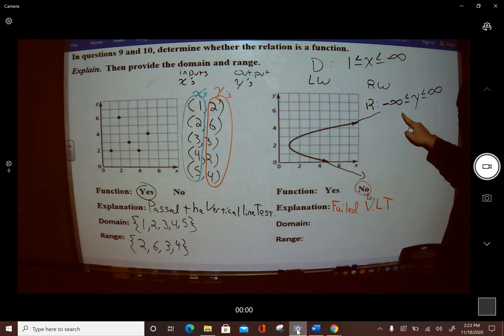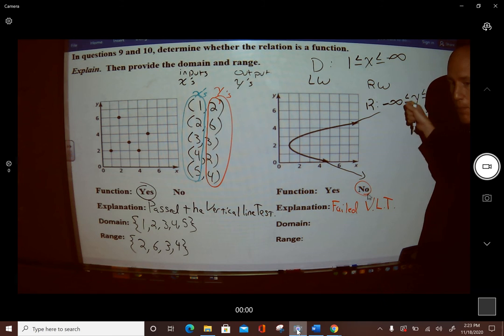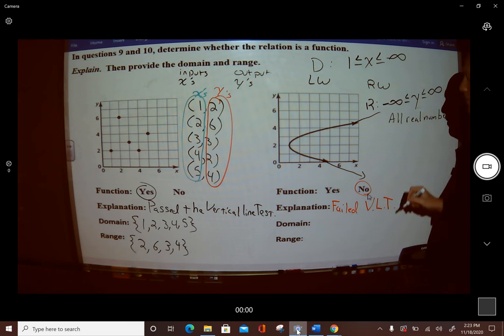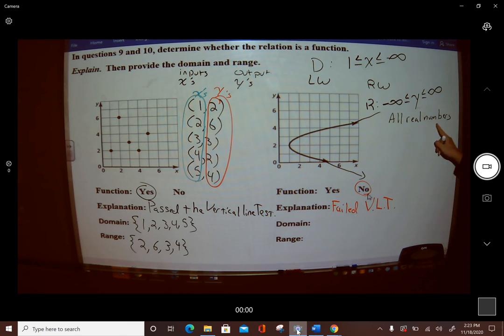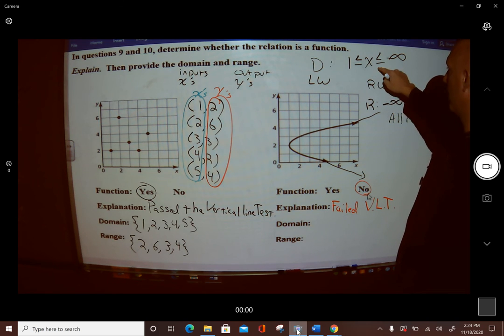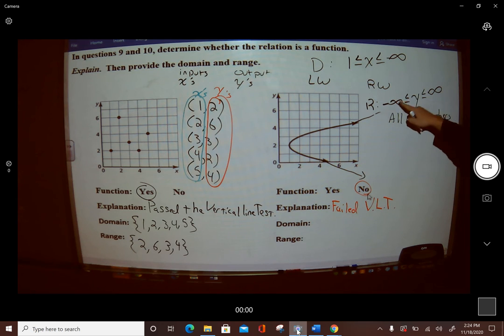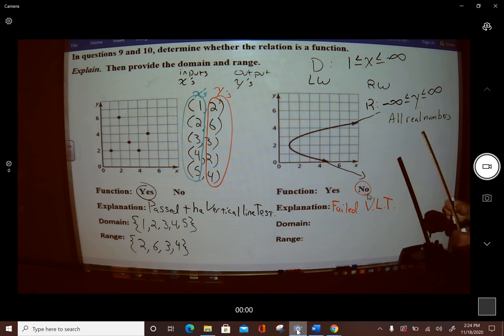This is acceptable on a test, but a better way to say it, isn't negative infinity to positive infinity just all the real numbers? So this is the better way to say it on your test. I will accept this, but this is better. So our domain, 1 less than or equal to x, less than or equal to infinity. Our range from negative infinity to positive infinity, or all real numbers. Okay?